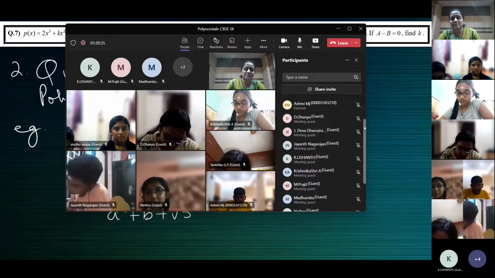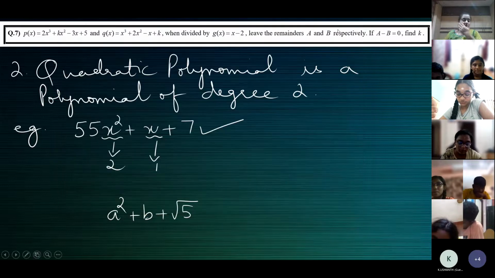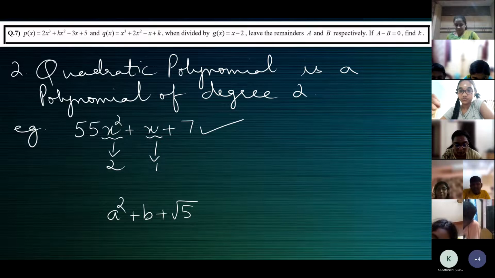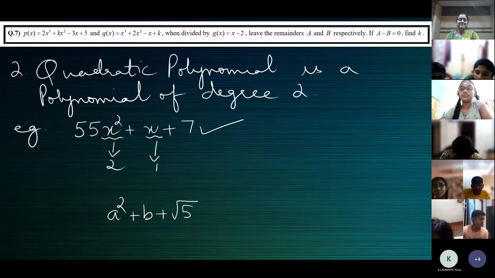Where are you, Rishan? Yes, think and tell me. A square plus b plus root 5. Is it a polynomial? That's what I have a doubt in.